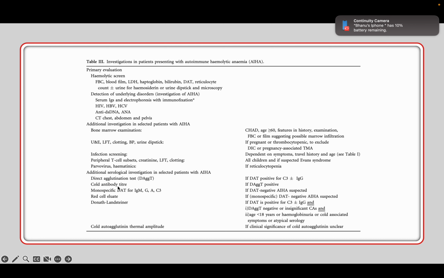Direct agglutination test, cold antibody titer should be done, especially if the direct agglutination test is positive for C3 and IgG. And then monospecific can be considered, and Donath-Landsteiner antibody, especially in the case of children, should be done. Then also cold agglutinin and thermal amplitude should also be done.